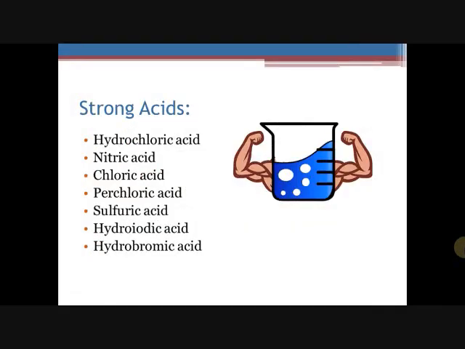So here's a list of strong acids. There are 7 of them. Hydrochloric acid, nitric acid, perchloric acid, hydrobromic acid, sulfuric, chloric, and hydroiodic. If you need to pause to fill in the chemical formulas of those, I would do that now because you might need to recognize those later.